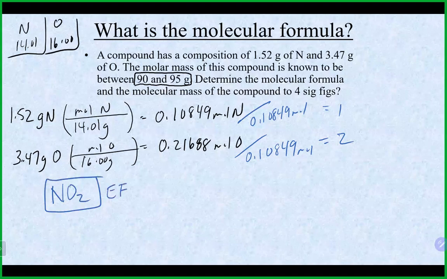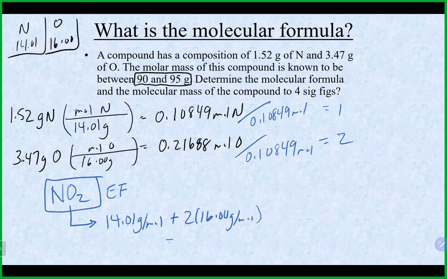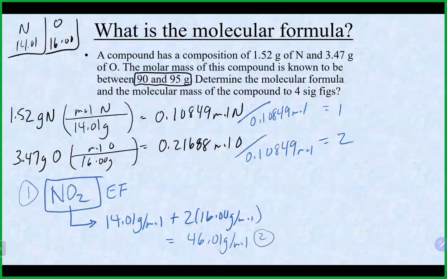is NO2, and that is the second thing we need. We then need to calculate the molar mass of our empirical formula, going back to the periodic table: 1 nitrogen at 14.01 plus 2 times 16 for our 2 oxygens. That gives us 32 plus 14.01, which is 46.01. This is the molar mass of our empirical formula, which is the second thing that we need, along with our range of molar mass for our molecular formula. Those are again the 3 things that we really need to calculate our molecular formula.